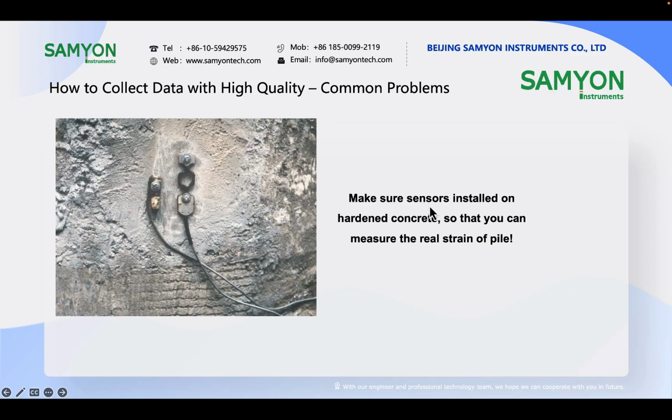And we need to make sure the sensors are installed on the hardened concrete so that we measure the real strain of the pile.